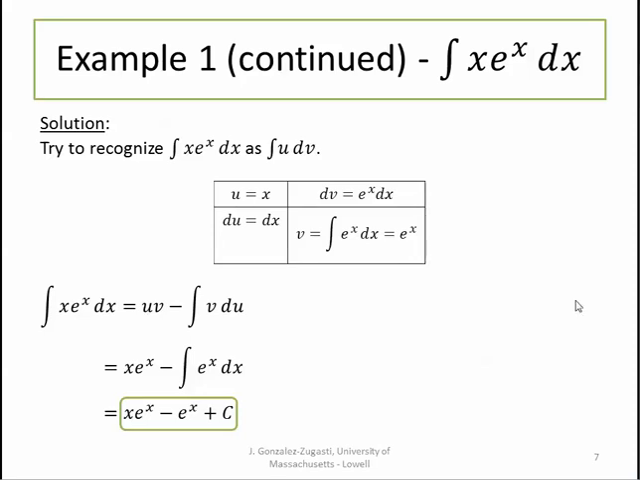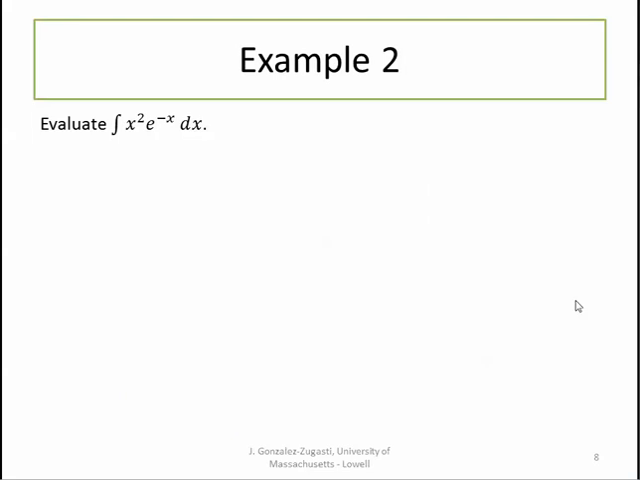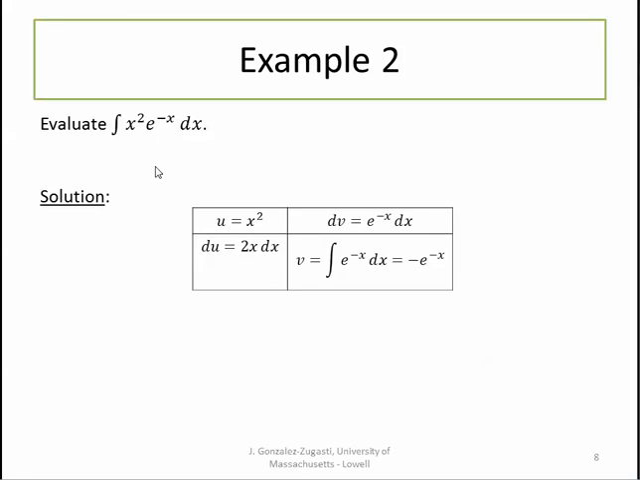So let's try another example. Let's evaluate the integral of x squared times e to the minus x dx. This looks very similar to the problem we did in exercise 1, so let's try doing that in the same way. We need to make some choice for u and dv. Let u be equal to x squared and dv be equal to e to the minus x dx.